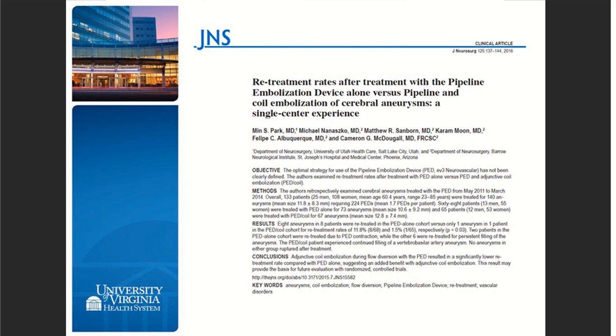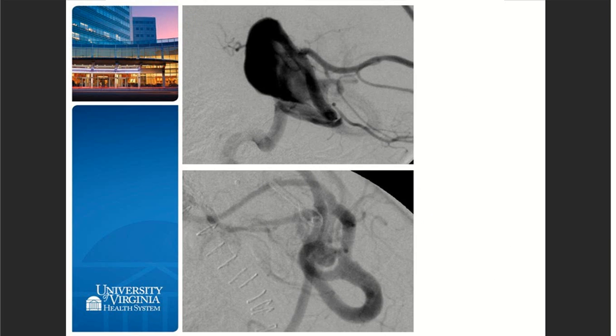Again, just in the interest of time, we can kind of go through quickly. There are recurrence rates after pipeline embolization, or retreatment rates after pipeline embolization, but they tend to be pretty low and in line with the coil embolization data in terms of retreatment rates of, generally speaking, 5 to 10% based on the published literature.